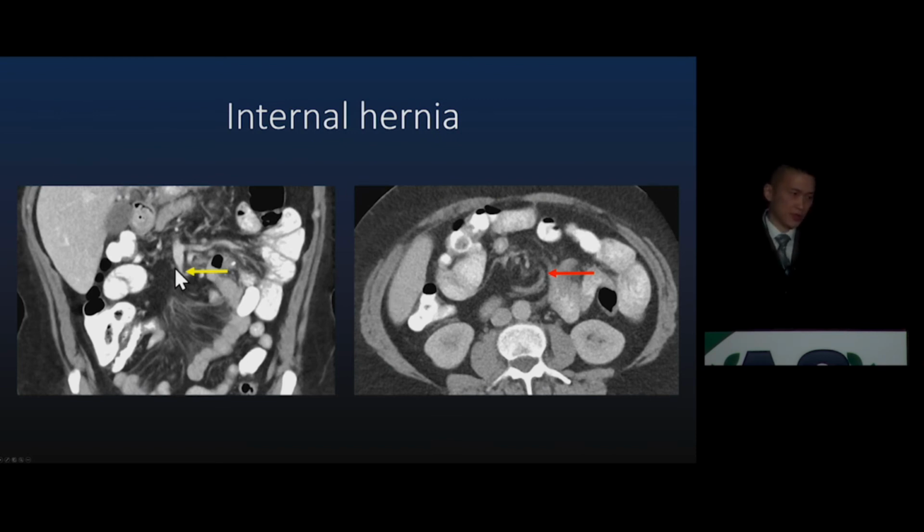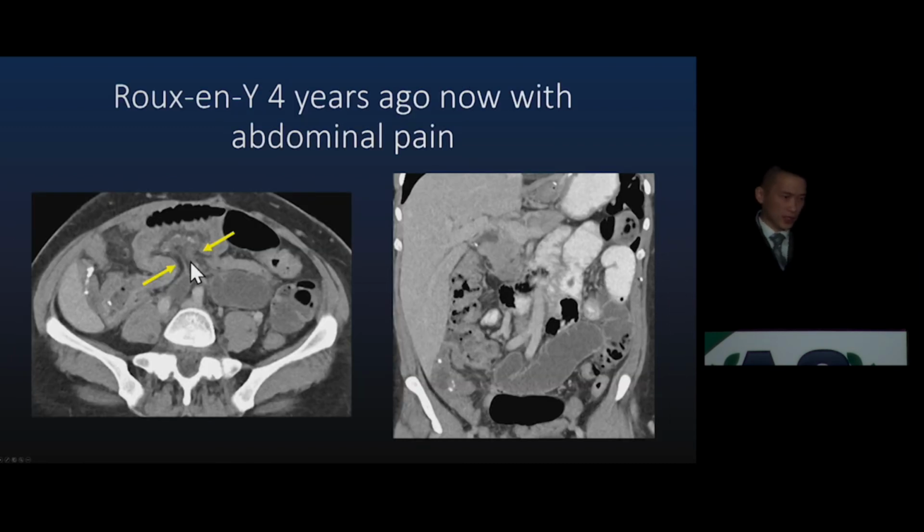Here are other cases of internal hernia. Again, abrupt cutoff of the SMV and a swirl sign. Here's another case. So this patient has an apparent mesenteric defect.